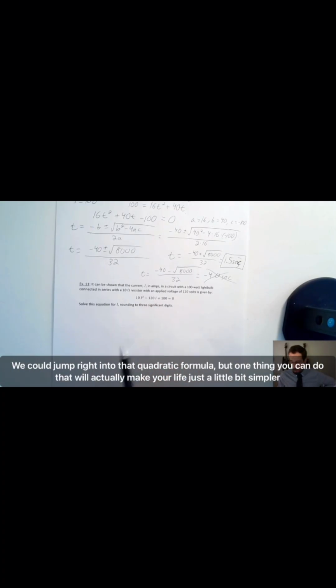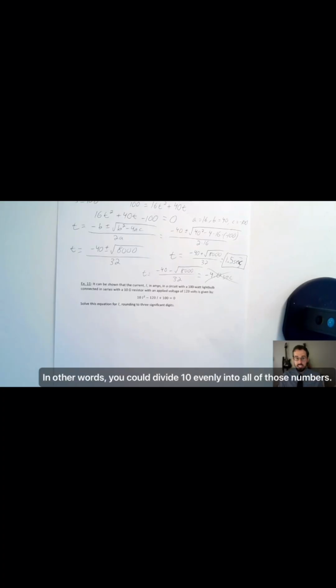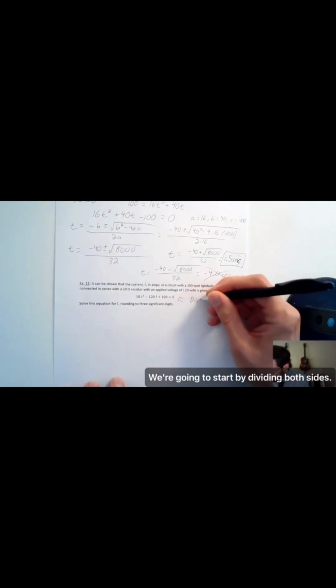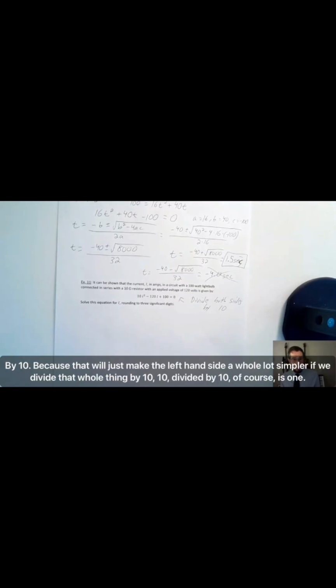We could jump right into that quadratic formula, but one thing you can do that will actually make your life just a little bit simpler is you might observe here that all of those numbers happen to be divisible by 10. In other words, you could divide 10 evenly into all of those numbers. So we're going to take a page from what we have done in a previous section and first actually do something to both sides of this equation. We're going to start by dividing both sides by 10. Because that'll just make the left-hand side a whole lot simpler.